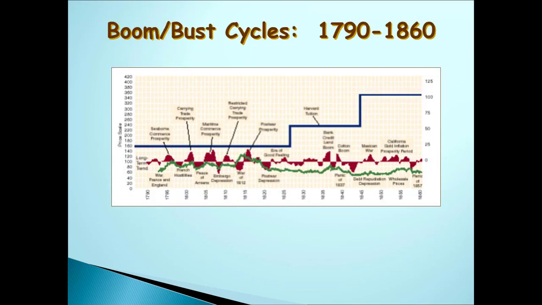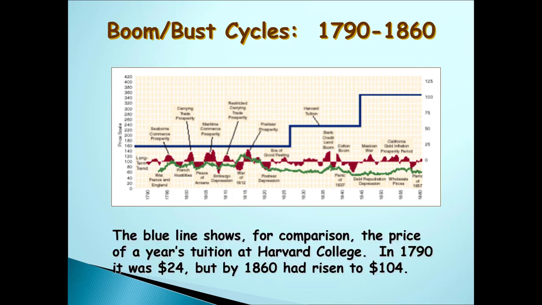Boom and bust cycle between 1790 and 1860. 70 years of ups and downs and ups and downs and ups and downs. The blue line shows, for comparison, the price of a year's tuition at Harvard College. In 1790, it was $24 for a year. By 1860, it had risen to $104. Wouldn't it be nice to be able to go to Harvard for $104 for a year now?